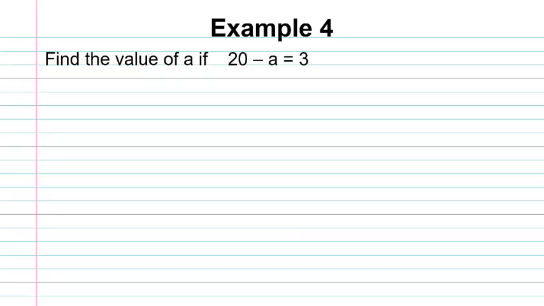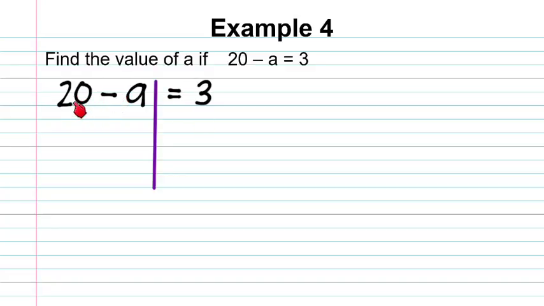Last example we have here, find the value of a if 20 minus a equals 3. So from this one I can go ahead, write out my problem, keep it organized. The variable's on this side over here, and it looks like a positive 20 is being subtracted from this a value. I get rid of positive 20 by subtraction, and then I do that to the other side. 20 minus 20 is 0.